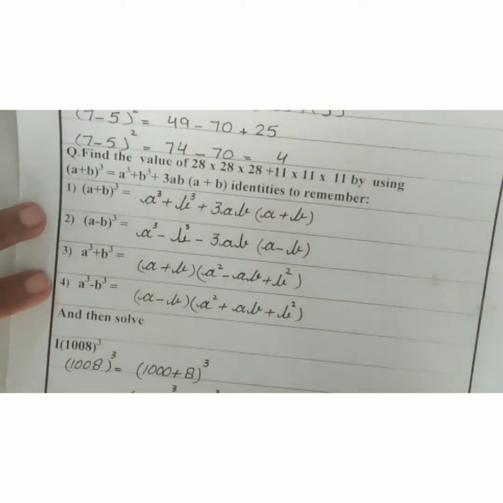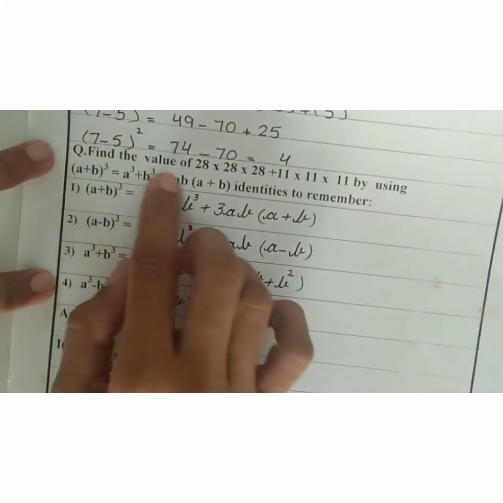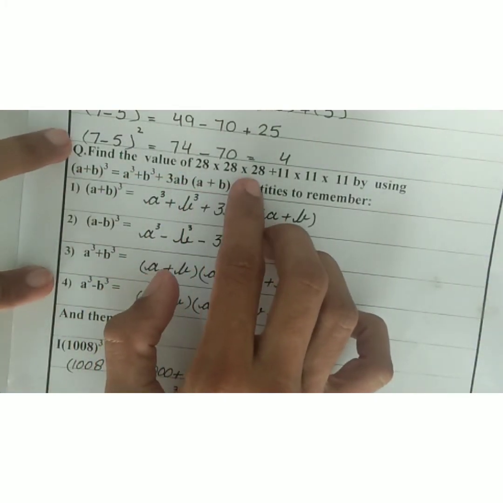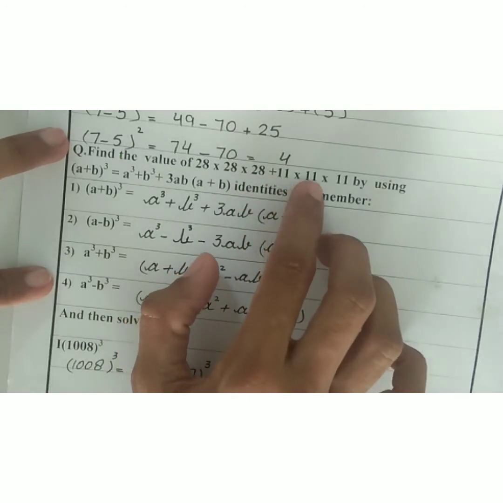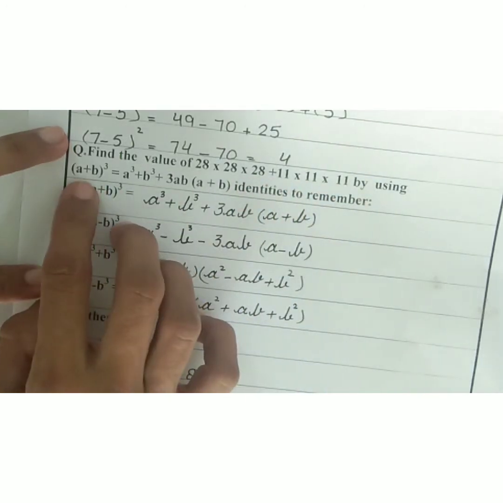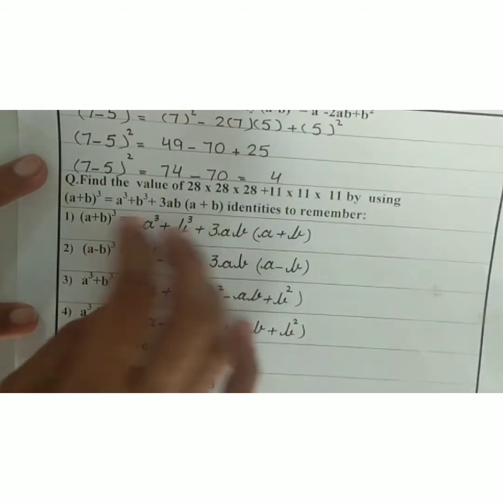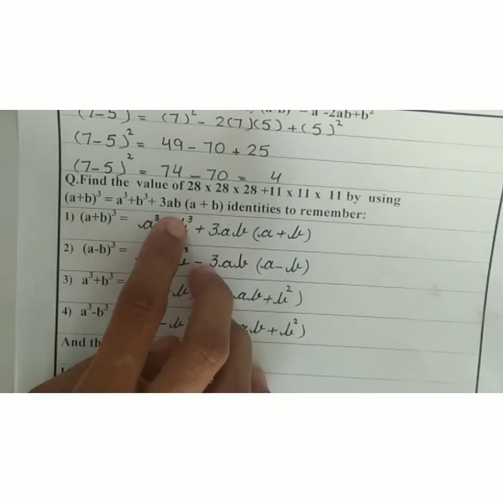Next students, we have a question. Find the value of 28 multiplied by 28 multiplied by 28 plus 11 multiplied by 11 multiplied by 11 by using this formula. Students, we have to solve this question by using this formula.